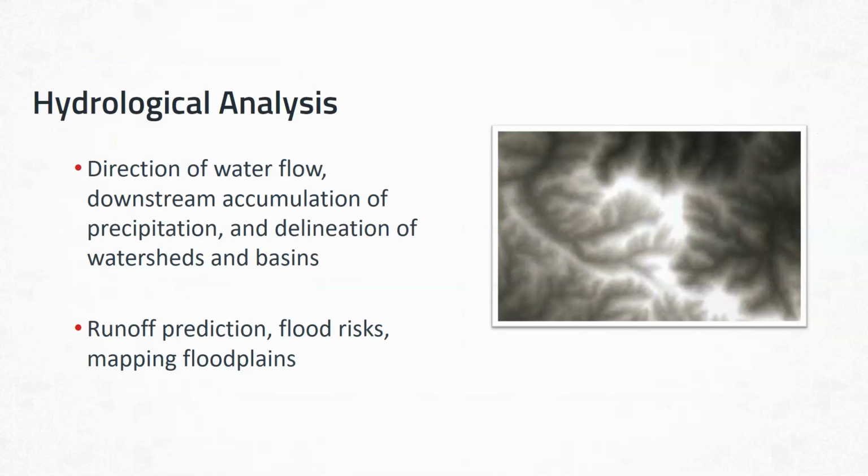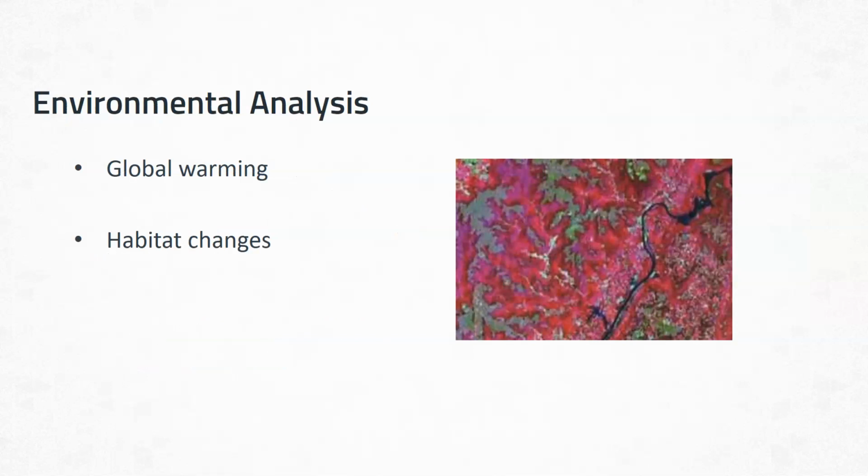Another example of raster analysis is hydrological analysis, where we use digital elevation models to determine the direction of water flow, and where flow can accumulate. We can delineate streams, networks of streams, watersheds, basins, and so on. So it's really useful for that. In terms of applications, this can help predict where runoff will be, which areas are at risk of floods, mapping floodplains, and so on.